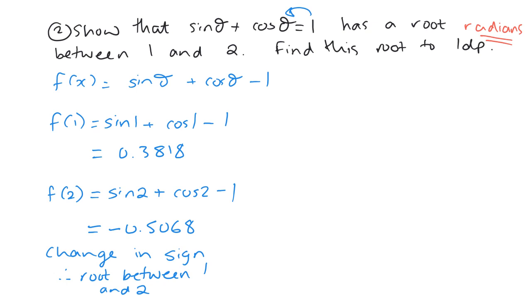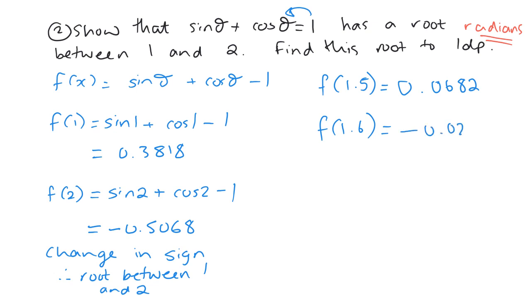And then to go on to find it to one decimal place, try f of 1.5. Put that in, we get 0.0682. So f of 1.6 then is minus 0.0206. So we know there's a change of sign, so it's going to be in between those two, and 1.6 gets us closer to 0. So 1.6 is our root to one decimal place.